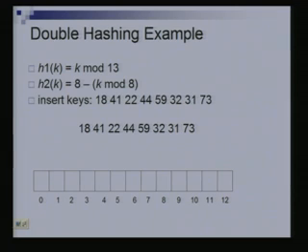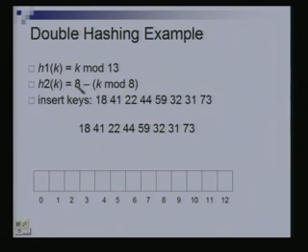So, we'll see an example. Okay? I have two hash functions H1 and H2. H1 is the same as before, k mod 13. The elements are also the same as before. We have a table of size 13. H2(k) is my second hash function and is 8 minus k mod 8.